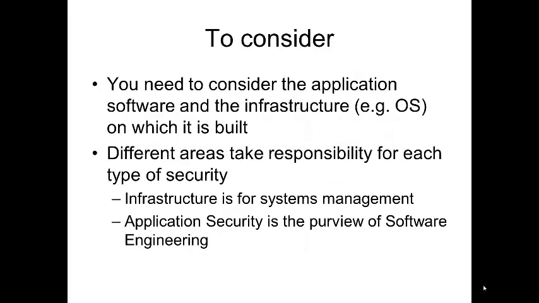So, a couple things to consider. One, you need to consider the application software and the infrastructure on which it is built. Now, different areas in the organization take responsibility for each type of security. So, the systems management group will take responsibility for the infrastructure, and the software engineering group will take responsibility for the application security.